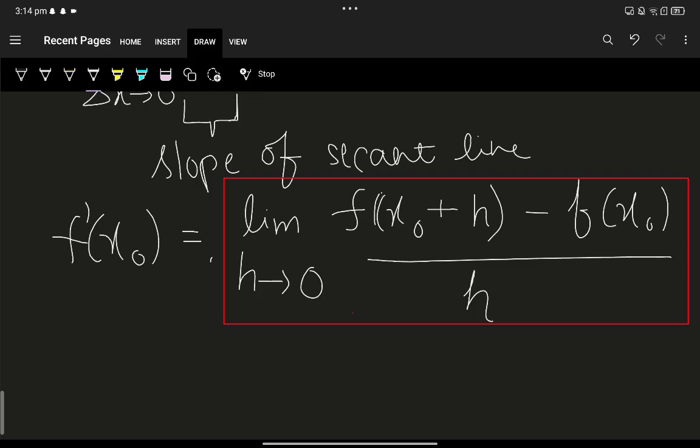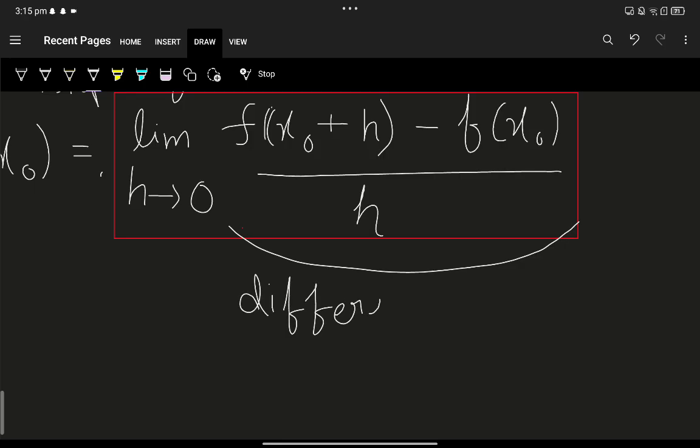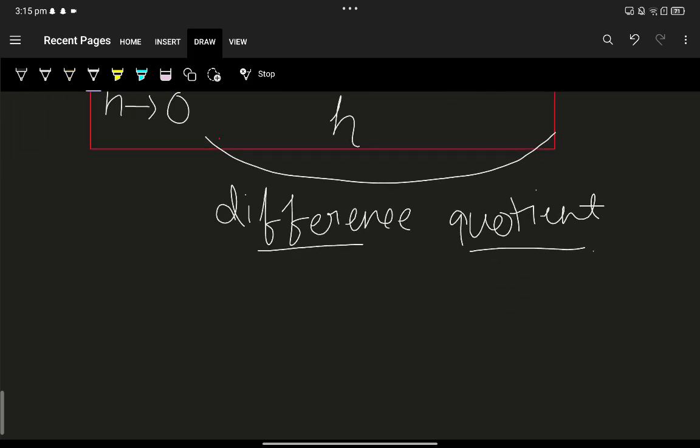So the distance there, delta, is a distance, right? As the distance reduces, the secant line will become the tangent line which we produced previously. And one quick note: the expression on the right side of the limit notation is known as the difference quotient. On many websites you will see it written as the difference quotient.